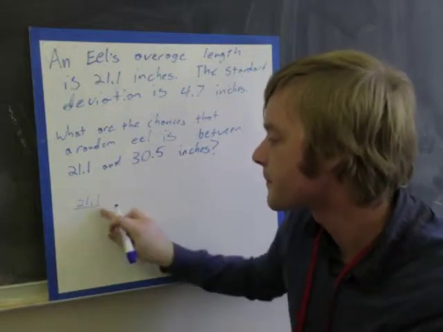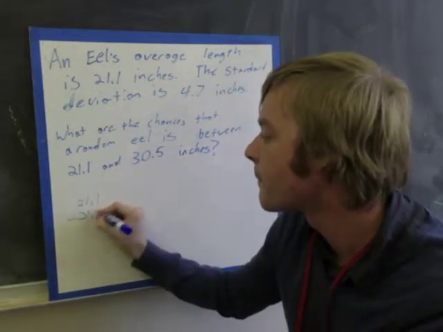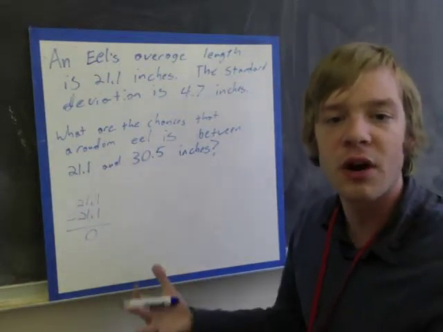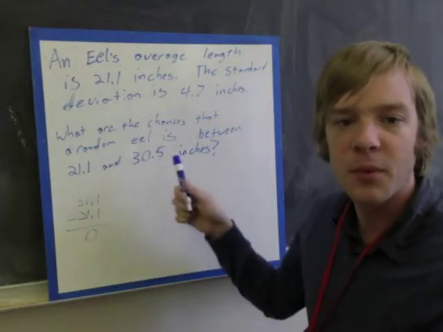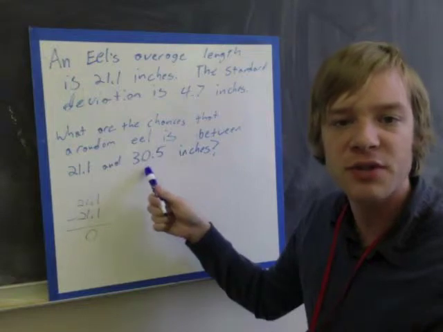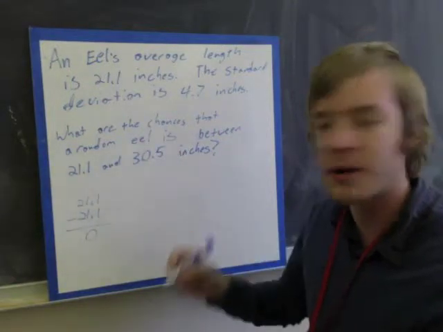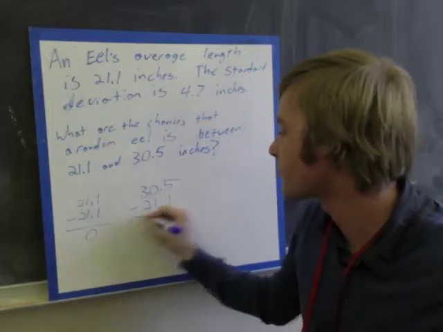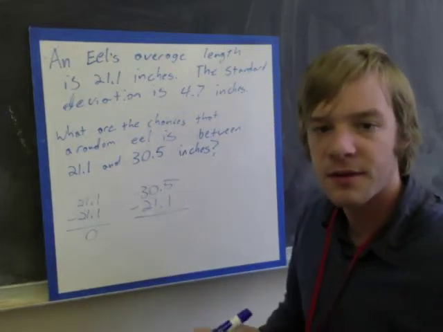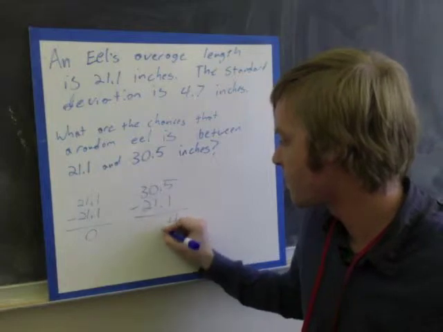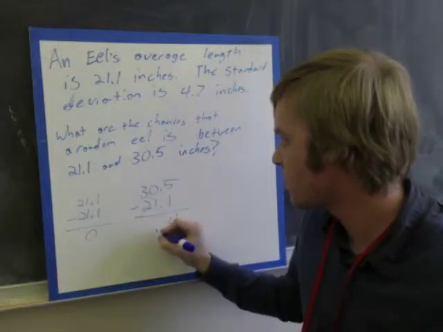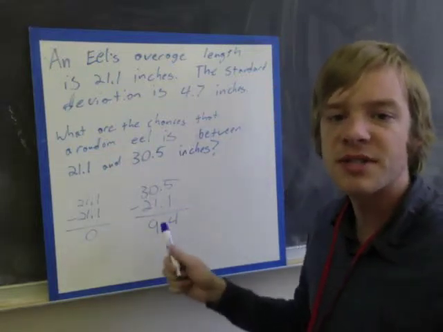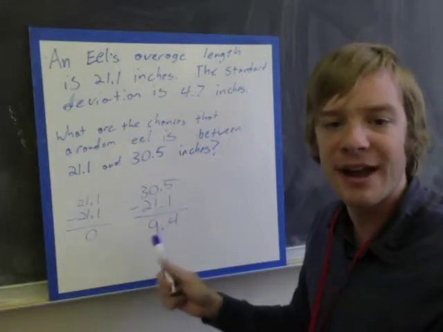When we subtract, we get 0. This basically tells us that we are right at the mean, we're right at the center. We want to do the same thing here with this 30.5. So I'm going to do 30.5 minus 21.1. And if I do this, I should get a 9.4. So this is the distance that I am away from my average. I'm 9.4 inches away from my average.